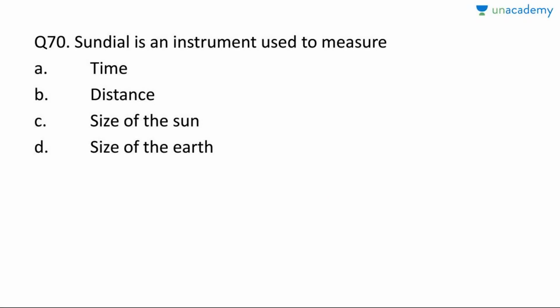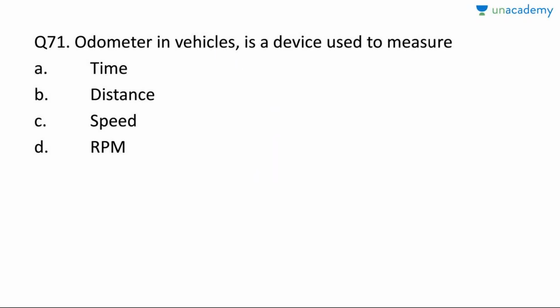Question number 70. Sundial is an instrument used to measure. So bats are usually for pollen grains. Okay. Sundial is an instrument used to measure. Here the answer is time. It has nothing to do with the size of the sun or size of the earth or distance. So you might see it in various locations in India, in museums, etc.